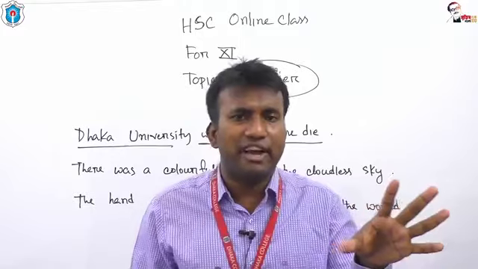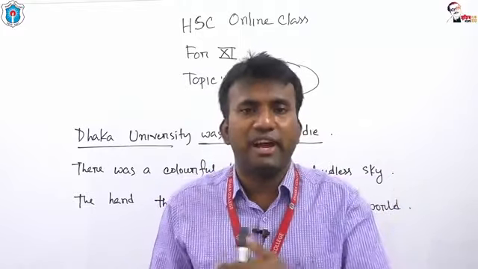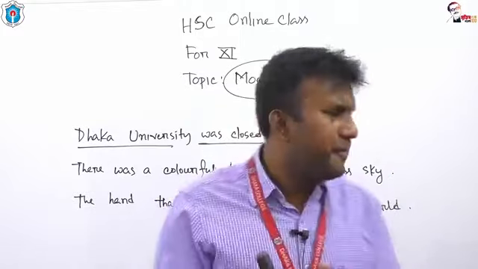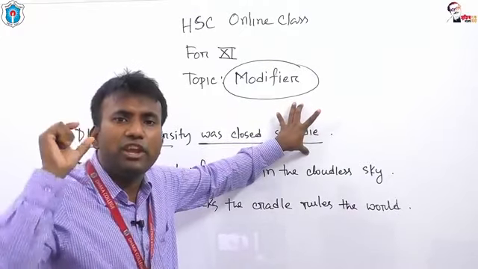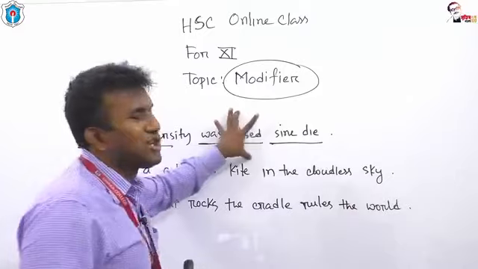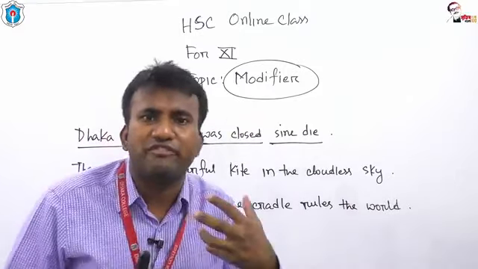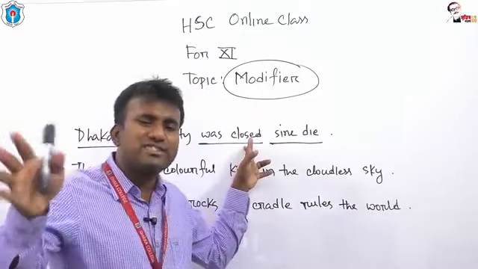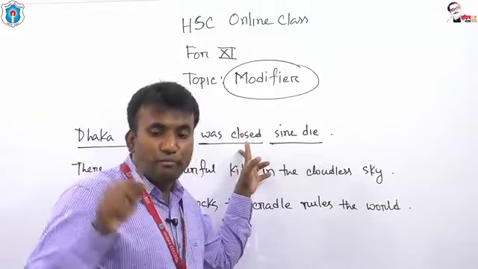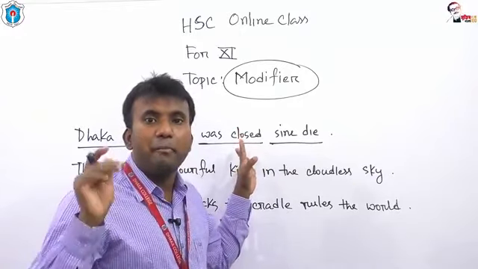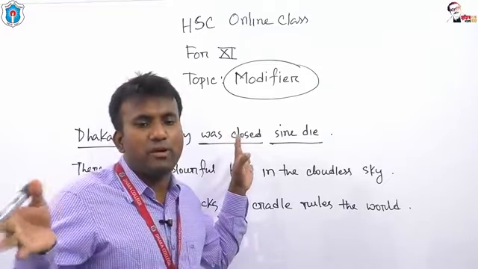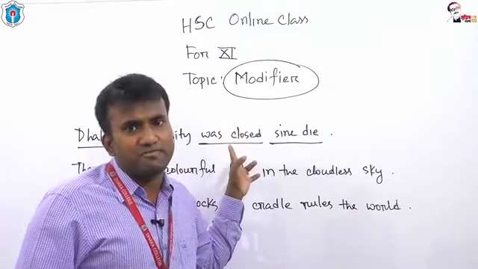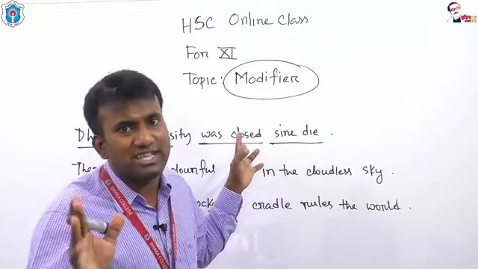These are modified by adverb. Here, sine die is a phrase. This sine die modifies or qualifies was closed. Was closed belongs to the verb form. Closed is used here both as adjective and you can say verb. Closed is a form of verb, but it is working as past participle. Past participle works as adjective.